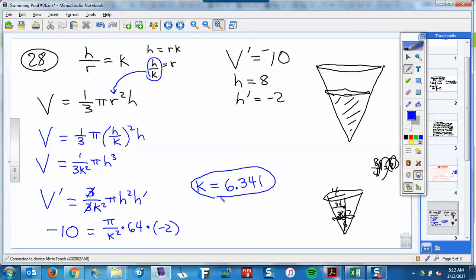So most cone problems, you know the ratio of the height to the radius, and then you set that up, and that lets you substitute your R out. Here, we didn't know what the ratio of the height to the radius was, so we just called it a constant. Okay, so that was not number 28. That was 23. Okay, 23.